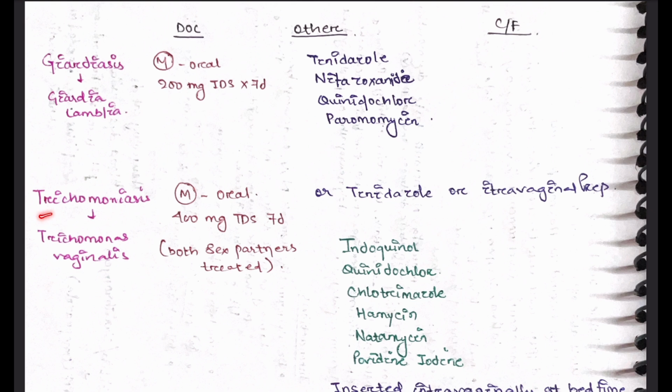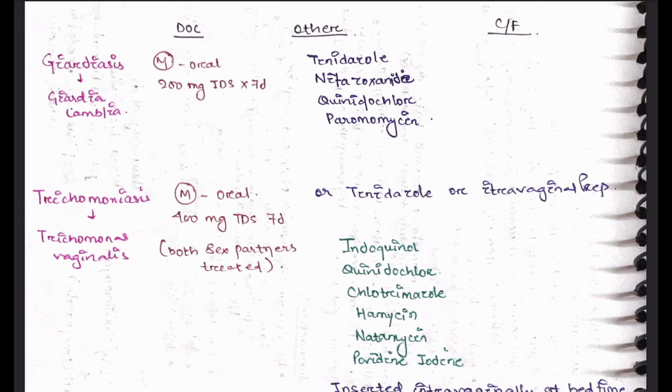Then the next is trichomoniasis. Trichomoniasis is caused by Trichomonas vaginalis. What is the drug of choice? It is metronidazole, which is used orally. And here it is 400 mg TDS for 7 days. Both sex partners are treated simultaneously.